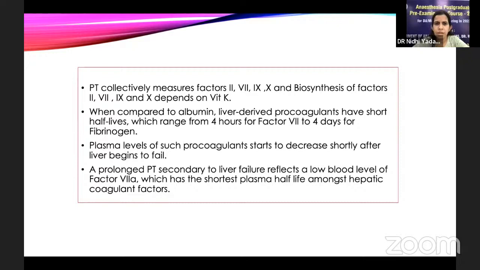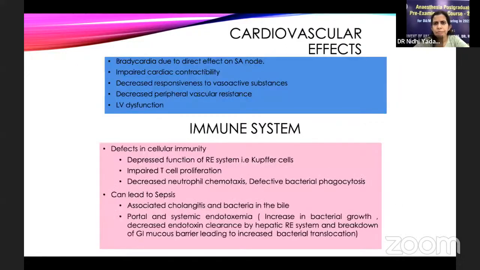clotting factors. When compared to albumin, liver-derived procoagulants have short half-lives, which range from 4 hours for factor 7 to 4 days for fibrinogen. Plasma levels of such procoagulants will start to decrease very rapidly within 4 hours if the liver begins to fail. A prolonged prothrombin time secondary to liver failure reflects a low blood level of factor 7A, which has the shortest plasma half-life of 4 hours.